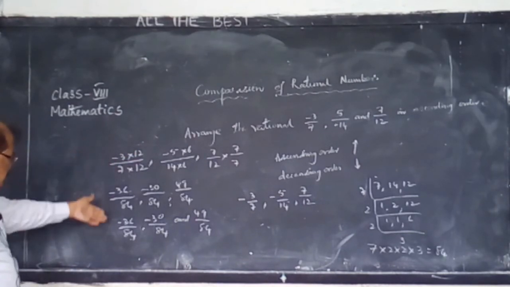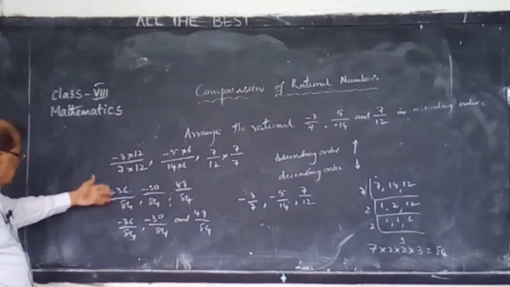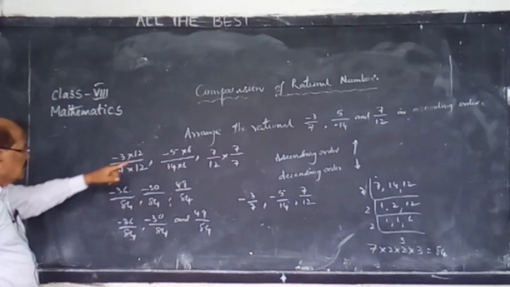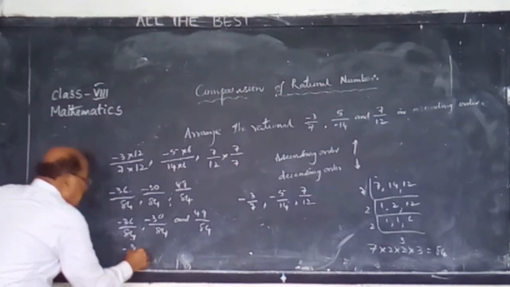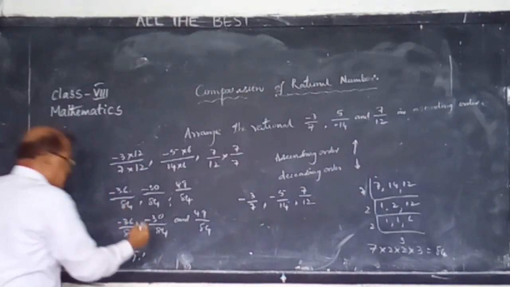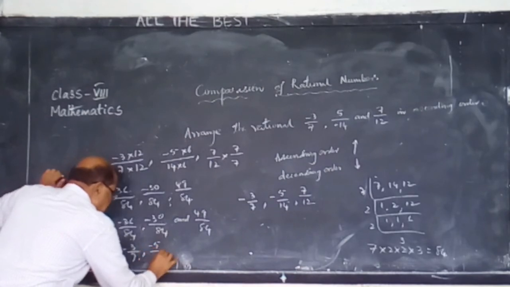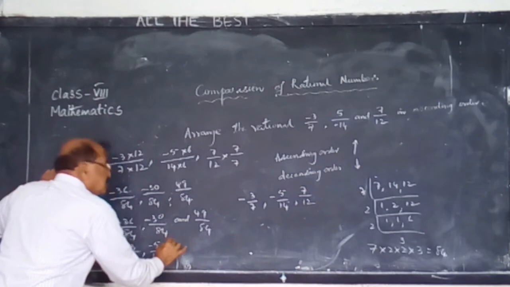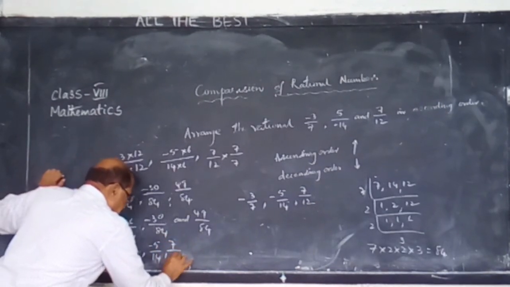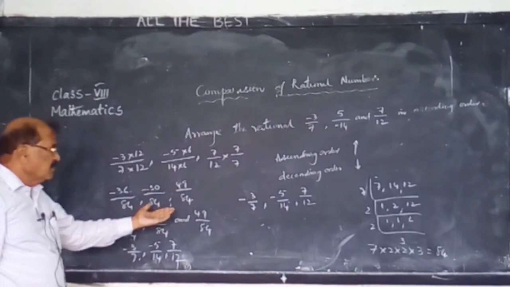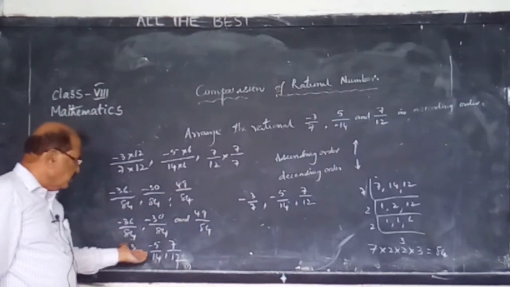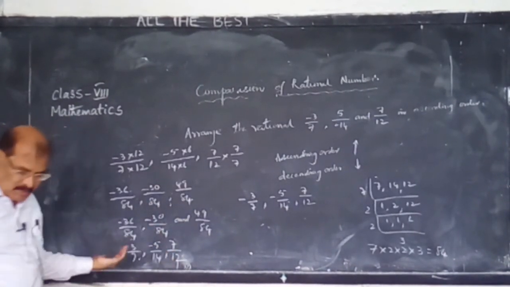So minus 36 by 84 is minus 3 by 7, comma, and next minus 5 by 14, comma, 7 by 12. This is the ascending order, lower to up. For descending, you reverse it.